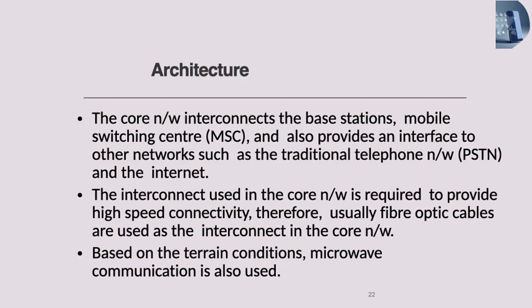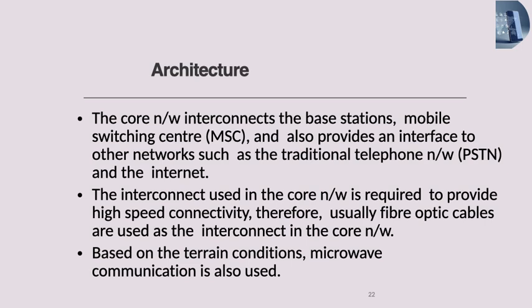As shown in the figure, the core network interconnects the base stations and the mobile switching center or MSC, and also provides an interface to other networks such as the traditional telephone network, that is PSTN, the public switched telephone network, and also the internet. The interconnect used in the core network is required to provide high speed connectivity. Therefore, fiber optic cables are usually used as the backbone interconnect in the core network.